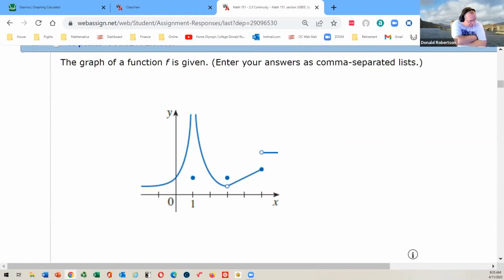I kind of like this picture because doesn't it have everything that could go wrong? It's got an example of all of them, right? So let me do it a different way. For what value of x do we have a removable discontinuity? Where in that diagram is there a removable discontinuity?